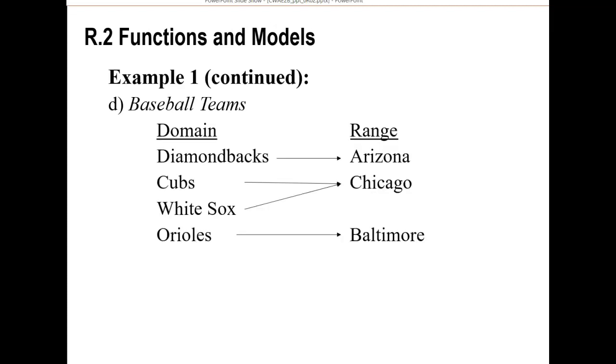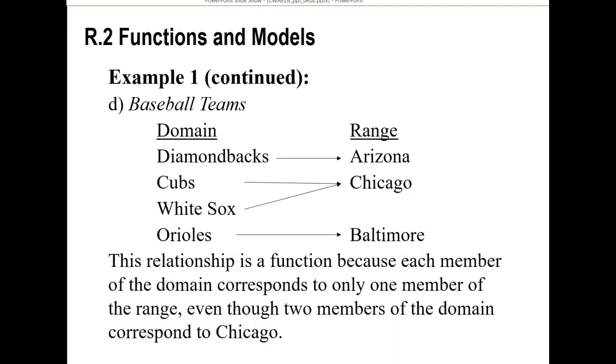All right, if we switch them around and use the teams as the domain and the cities as the range, it would look like this. So this is similar to the example that we saw earlier with the squaring example. So this should be a function, right? Each member of the domain goes to exactly one place, even though Chicago has 2 teams. So this is a function because each member of the domain corresponds to only one member of the range, even though 2 members of the domain correspond to Chicago, right? Each of these only has 1 arrow, so that is yes.